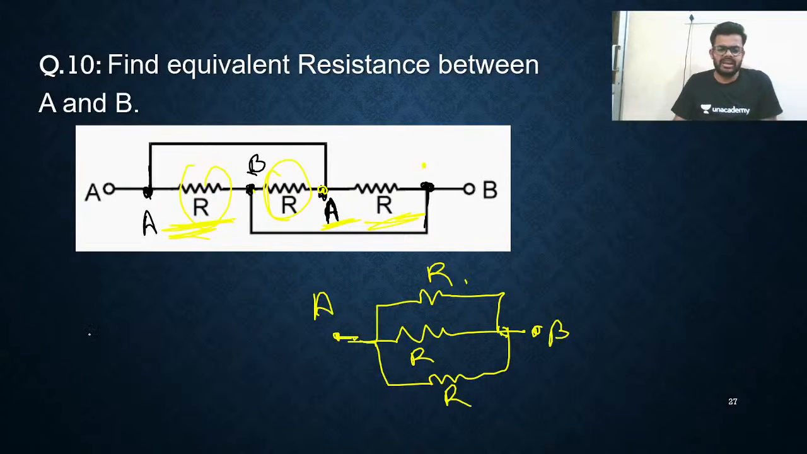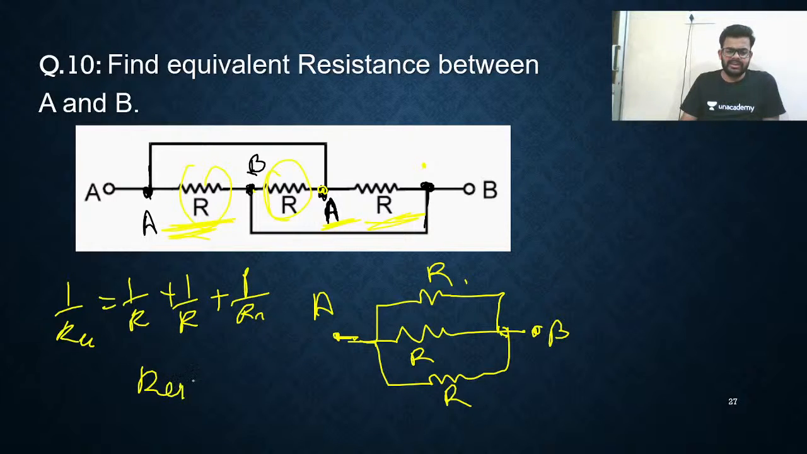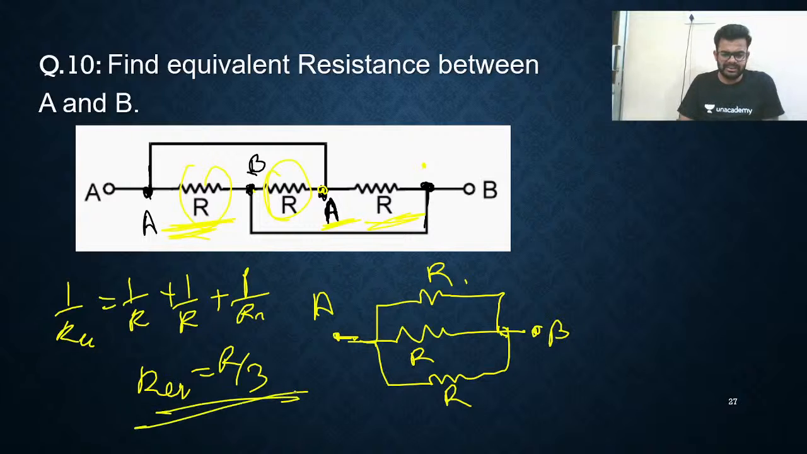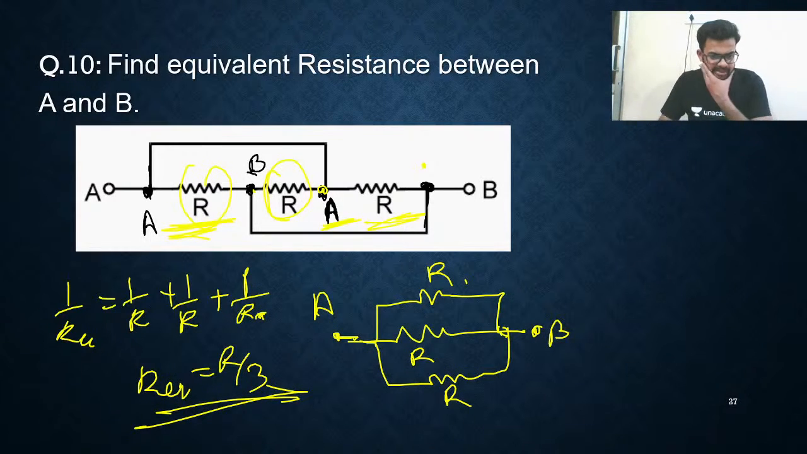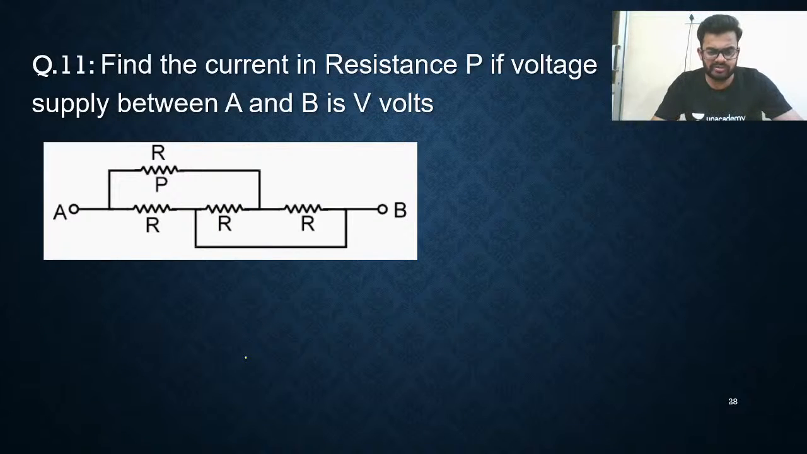All three are in parallel, right? So you will write 1 upon R equivalent is equal to 1 by R plus 1 by R plus 1 by R. And so you can write R equivalent is equal to R by 3, right? Are you getting? So 1 by R plus 1 by R plus 1 by R means R by 3. It's the correct answer. That's all. Very good, my dear. Next question in front of you.